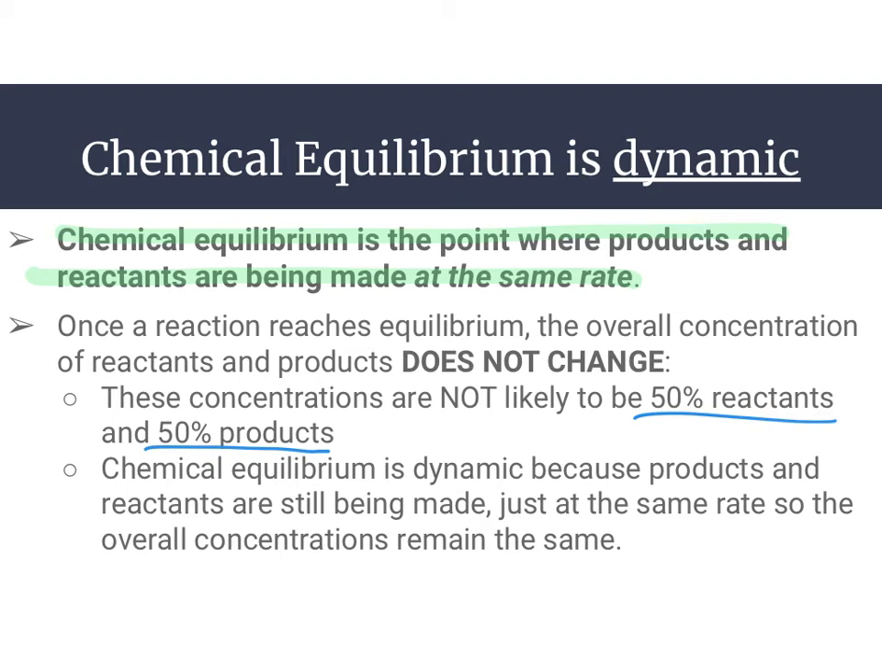Chemical equilibrium is dynamic because the products and reactants are still being made, but they're just being made at the same rate, so the overall concentration doesn't change, so we can't see anything occurring.